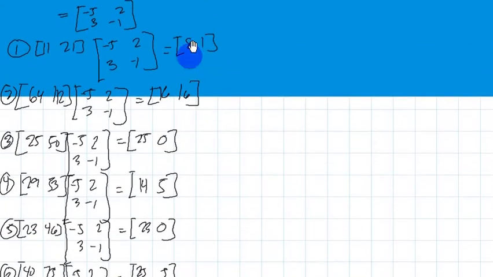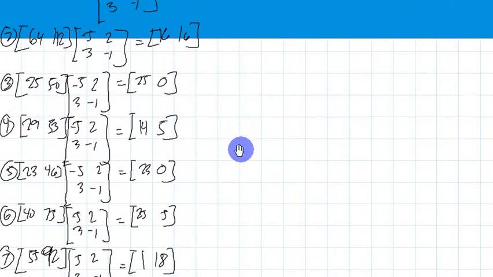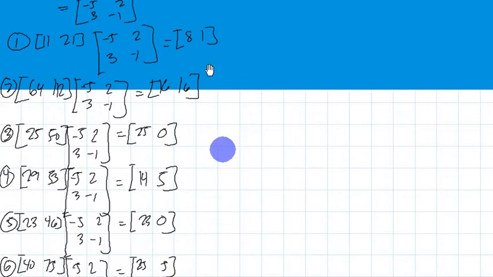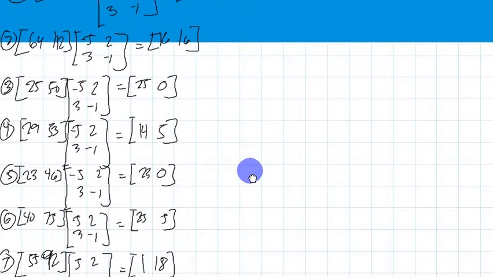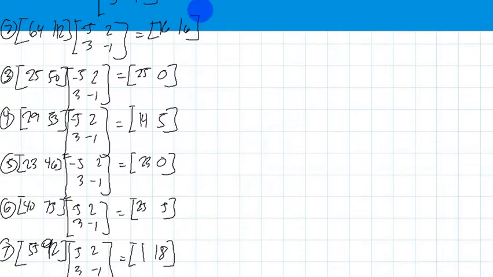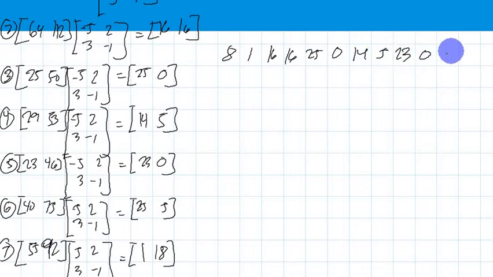Alright, we have our decoded matrices here. So now we can write that down. Now we're going to have 8, 1, 16, 16, 25, 0, 14, 5, 23, 0, 25, 5, 1, and 18.